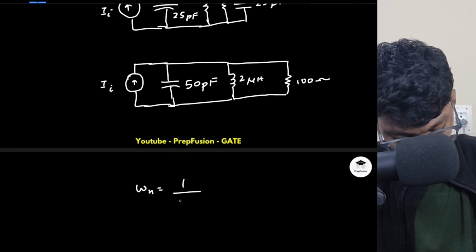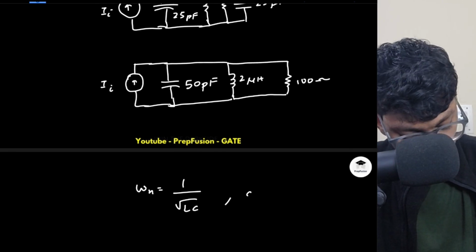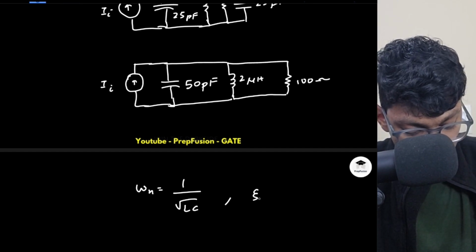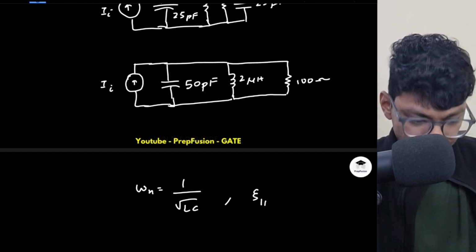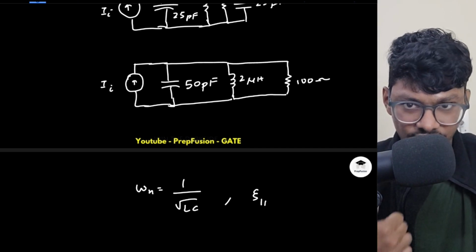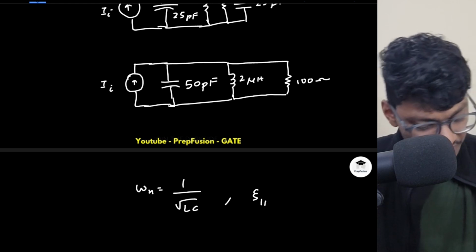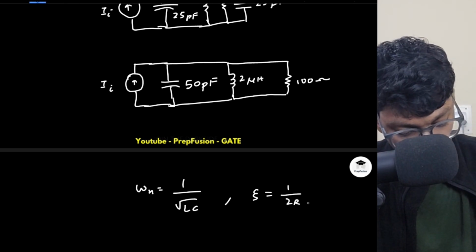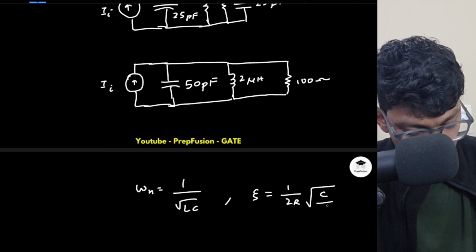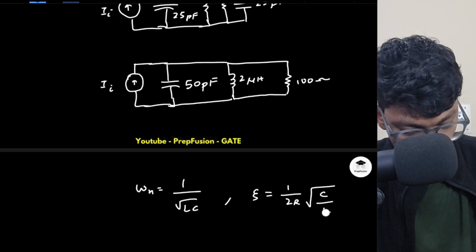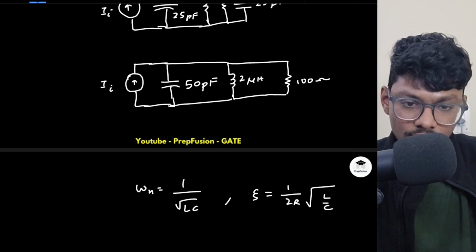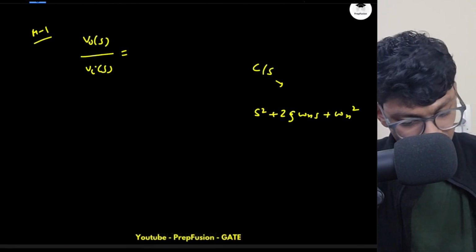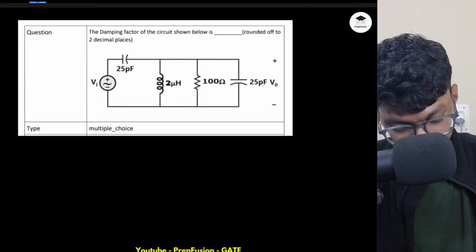Okay, so for this standard type of circuit, we know my omega n. Omega n is simply 1 by under root LC. What is my zeta? Zeta parallel. If you remember, there was one relationship between zeta parallel and zeta series. Basically this was equal to 1 by 2R under root L by C. If you remember it, great. If you don't, then you have to derive the expression. I've also told how you can derive this. You can always derive this.